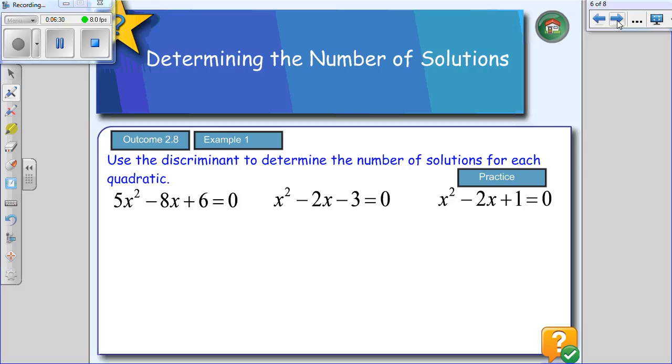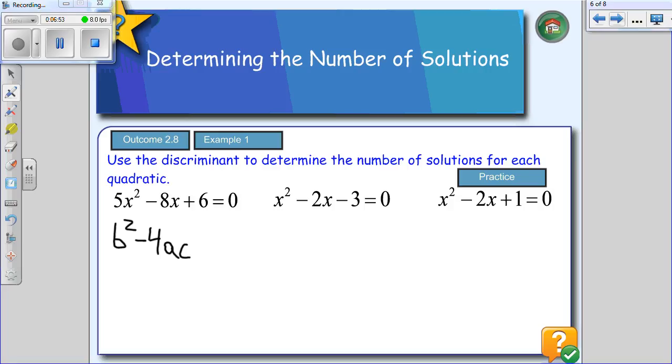So for this first one, what's the discriminant going to be? B squared minus 4ac. If you're wondering where that comes from, the discriminant is what's underneath the square root sign in your quadratic formula. That's where I'm getting those numbers and letters from.